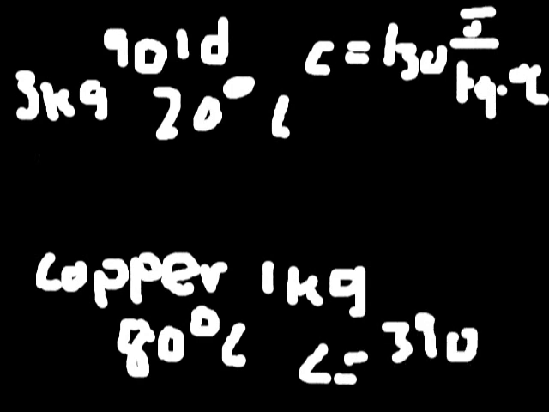So I'm going to repeat the question again. 3 kilograms of gold at a temperature of 20 degrees Celsius are placed in contact with 1 kilogram of copper, which is 80 degrees Celsius. The specific heat of gold is 130 joules over kilogram times degrees Celsius, while the specific heat of copper is 390. Sorry, you can't really see a 9 there. Kilogram times joules over kilogram times degrees Celsius. At what temperature do the substances reach thermal equilibrium?